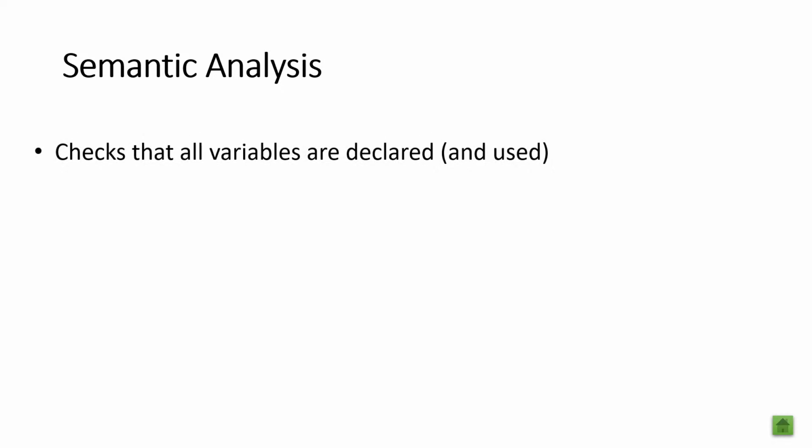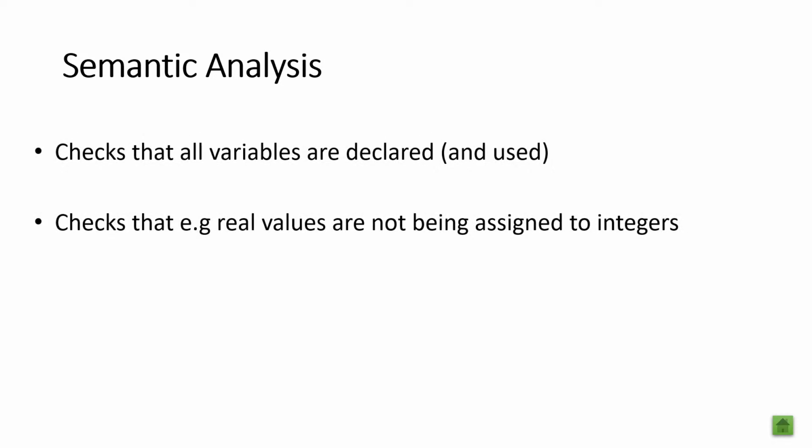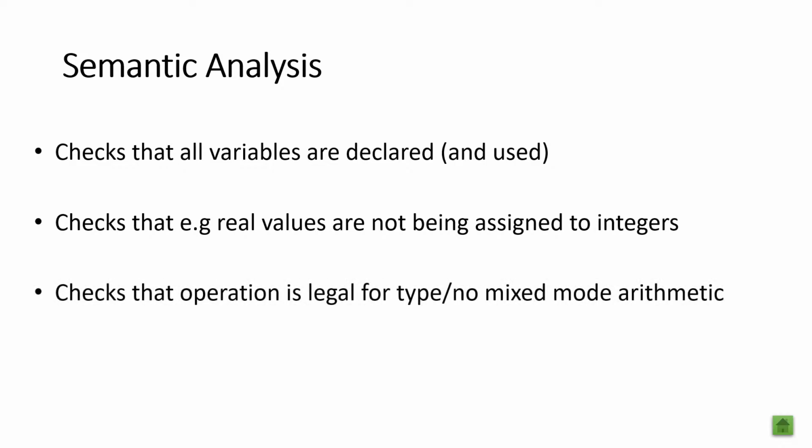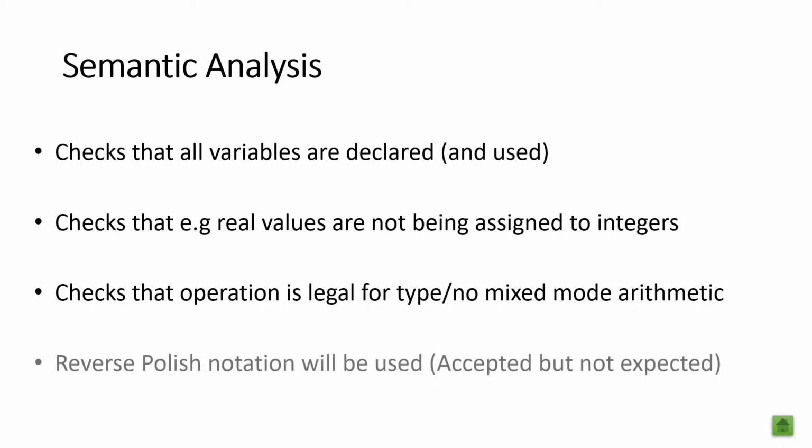But semantic analysis checks that all the variables are correct, that they've been declared properly, and that memory is available for them. It makes sure that things like real values and float values are not assigned into integers, because that would truncate them. And it checks that the operation is legal. So you've got greater than or equal to, not equal to or greater than. Then we use reverse Polish notation, and that, again, similar to Backus-Naur form, its job is to make sure that it's unambiguous.